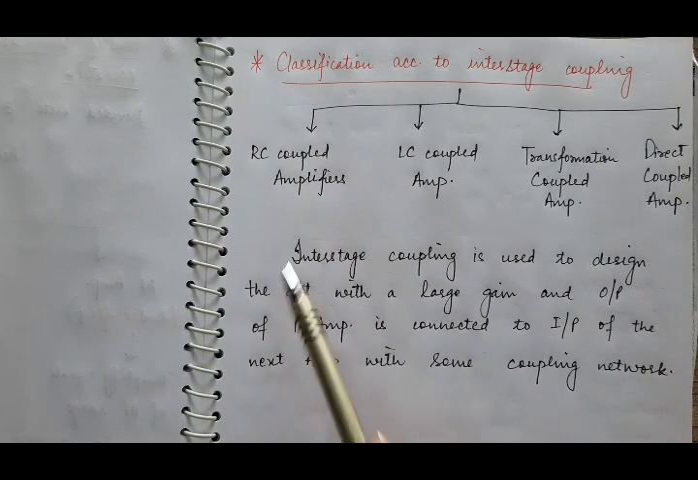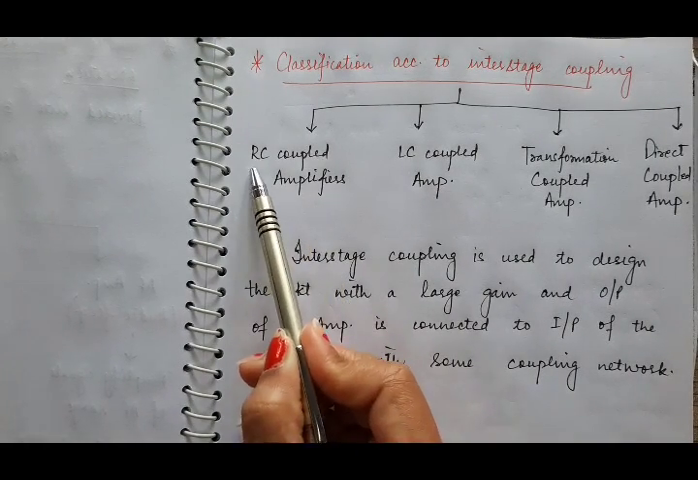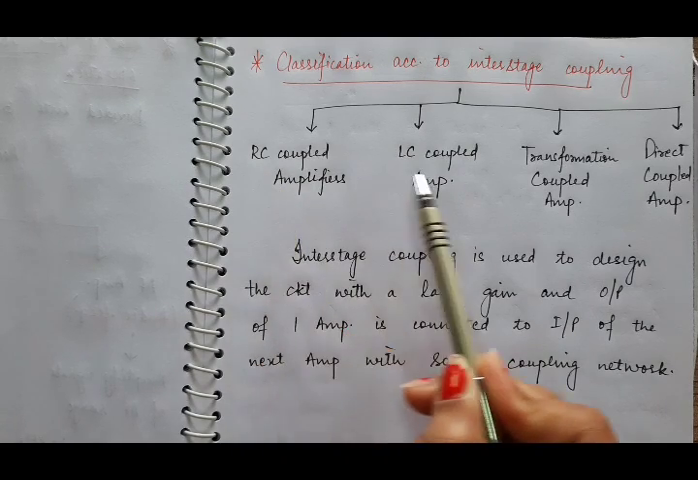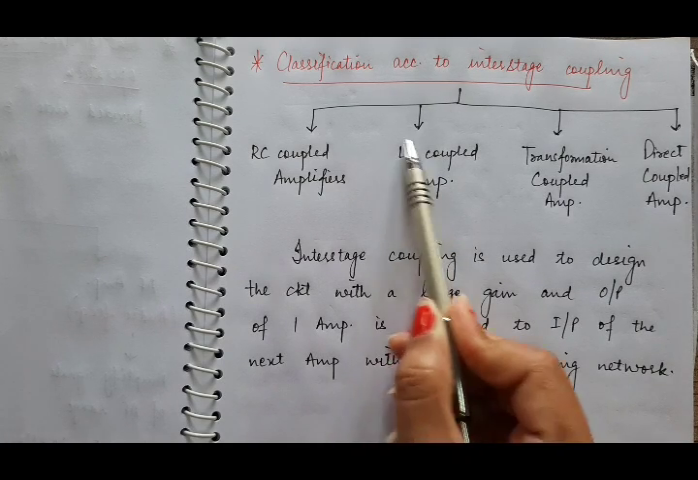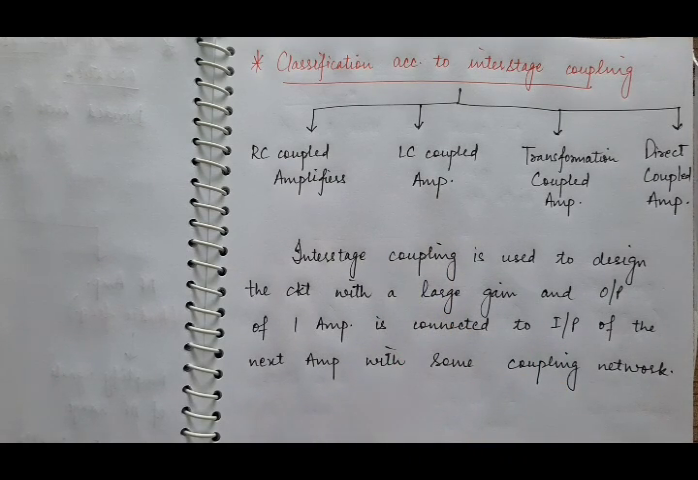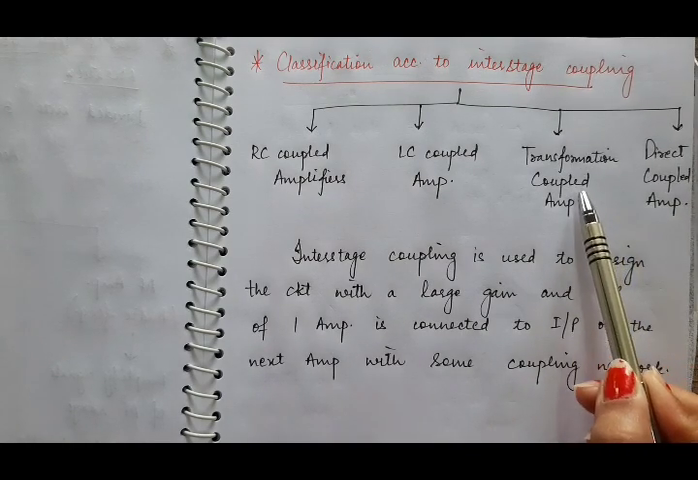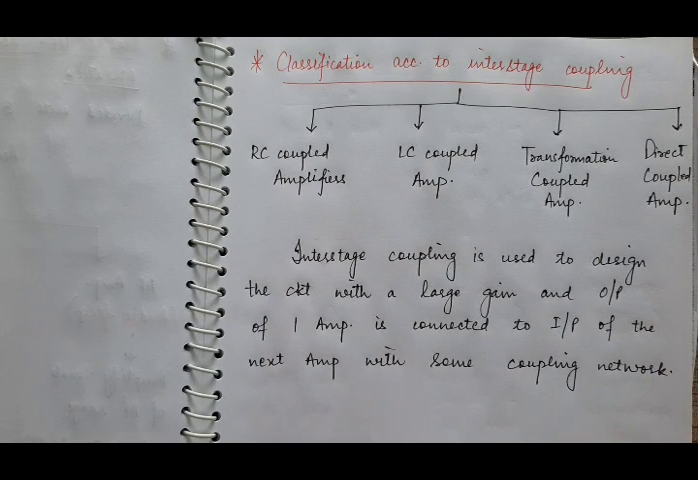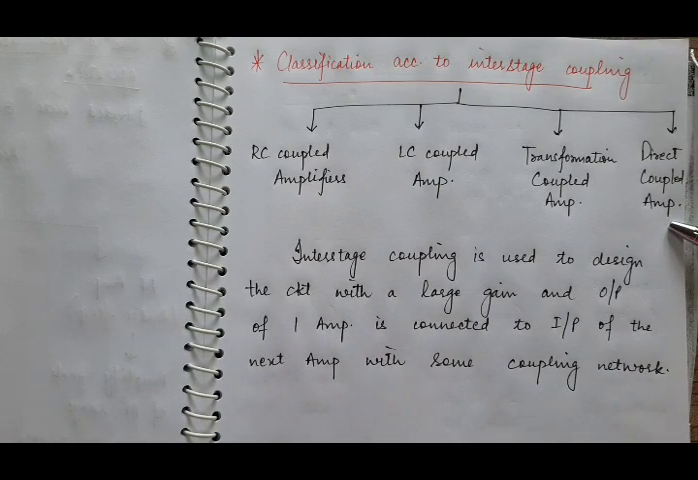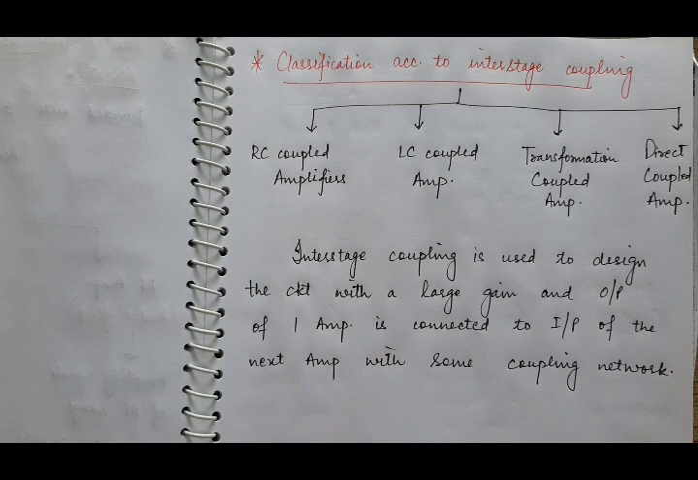First one is RC coupled amplifiers. R stands for resistance, C stands for capacitance. Second one are LC coupled amplifiers, if you use an LC circuit for the coupling of 2 amplifiers. And next one is transformer coupled amplifiers, if you use a transformer. And next one is if you connect it directly, output of one amplifier is connected directly to the input of the next amplifier, then those are known as direct coupled amplifiers. So this is all about the classification of amplifiers, and this is all about our syllabus of 5th sem.